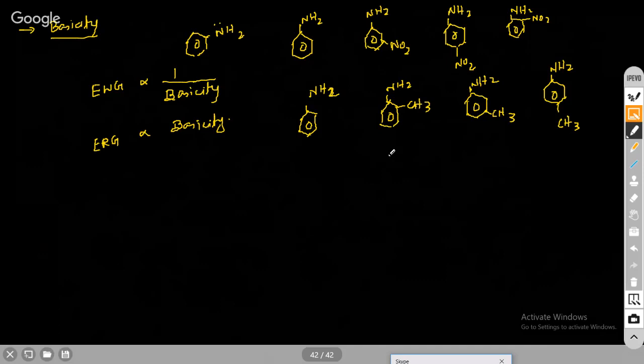Okay. See, the first one is correct. The order is this, because NO2 are what? NO2 are electron withdrawing group, EWG, right? These are electron withdrawing groups. So electron withdrawing group will decrease the basicity. Fine. So obviously this aniline is the most basic. Then we have meta, then we have para, and then we have ortho.